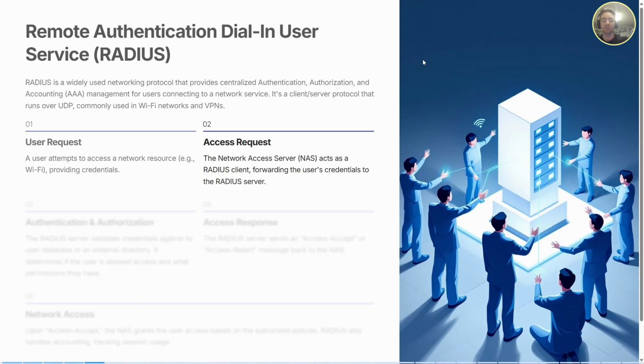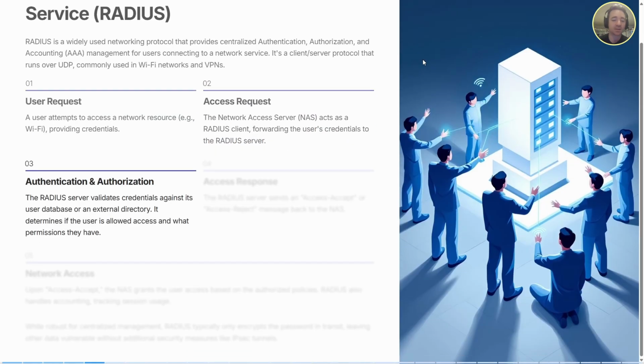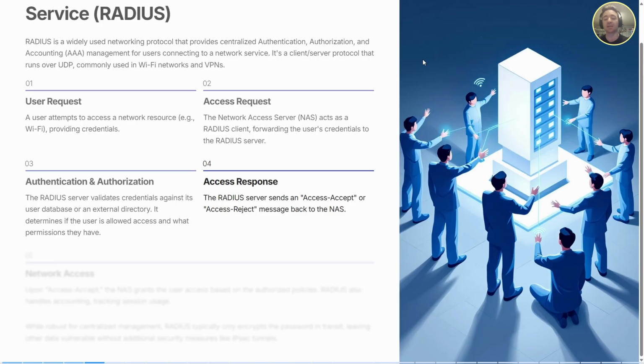After the user tries to log in, the Radius server will then validate the credentials against the database that it has on file or an external directory that it's been referred to use. It determines if the user is allowed to access at all, and if they are allowed access, what permissions they have. Finally, the Radius server sends the access accept or access reject message back to the server.